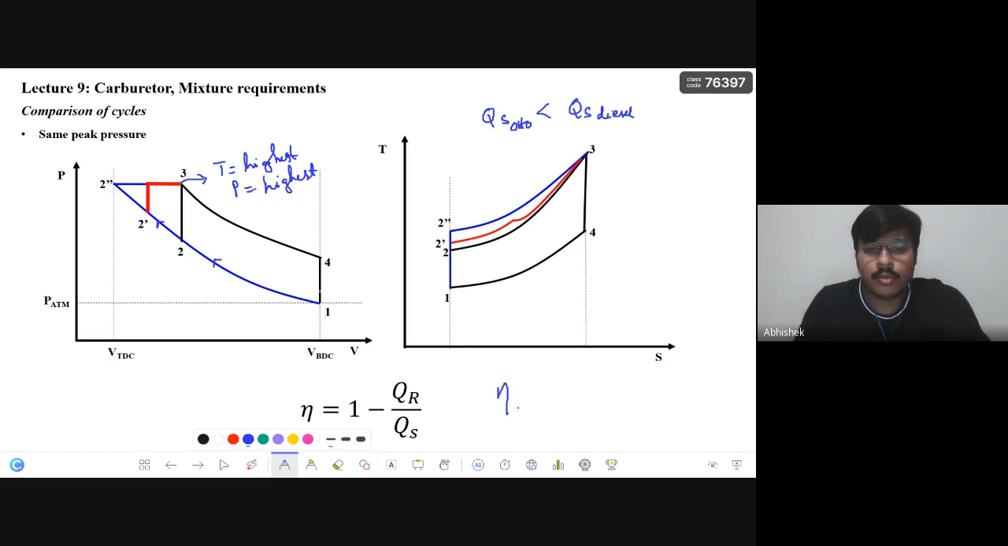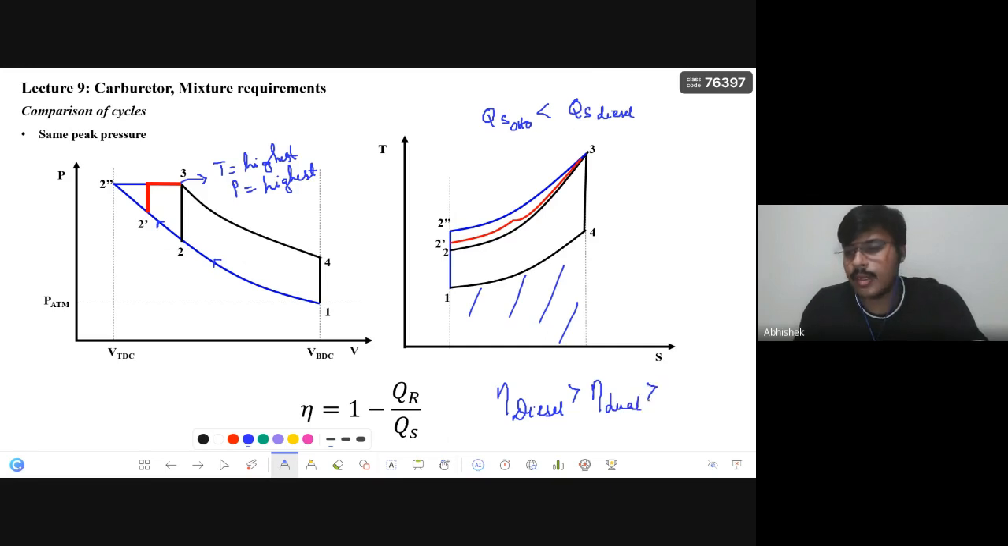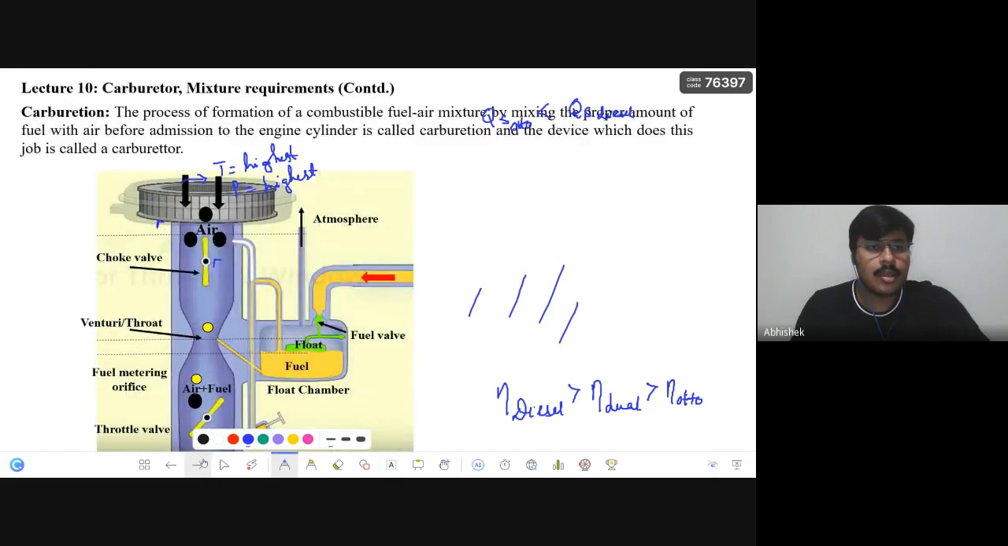If you see, the Q rejection is taken from 4 to 1, so it is the same for both. So that is why the efficiency of diesel, when the peak pressure is constant, is higher. Then comes dual, then comes Otto. So these are the two types of comparisons of the cycles. Whenever the compression ratio is constant, the Otto cycle's efficiency will be higher. In any case where the compression ratio is not constant, diesel will have higher efficiency. Okay, so next we'll move to lecture 10.